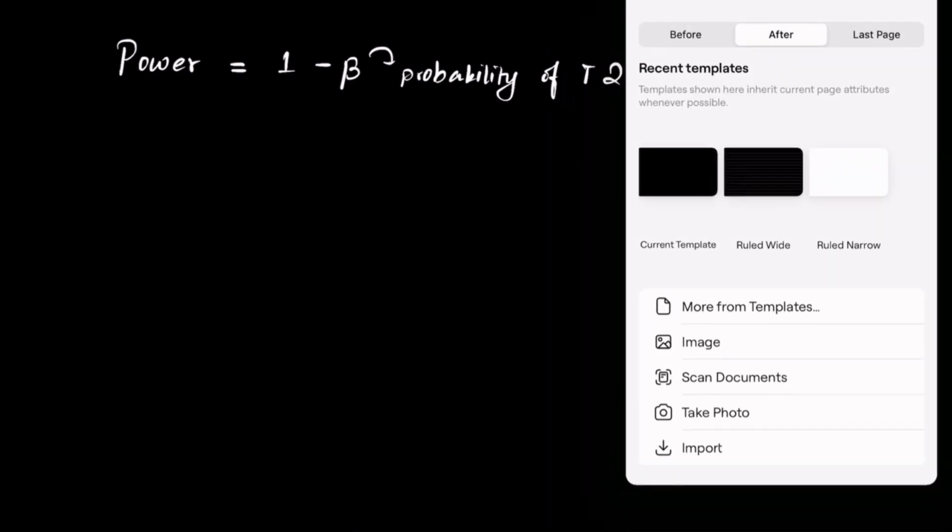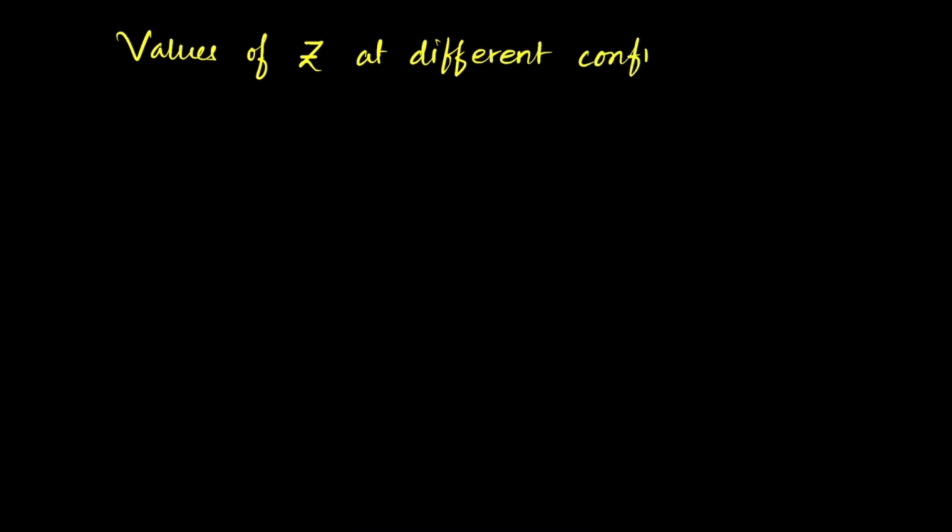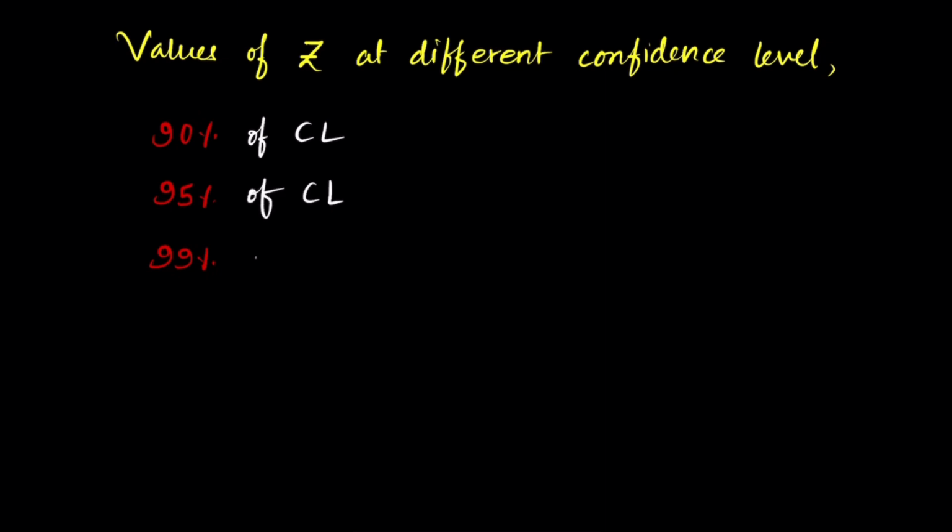Another important thing that you need to know: values of Z, or Z score, at different confidence levels. That is, when the surveyor is 90% confident, what is the Z score at that point? So there are 3 different levels of confidence for which you need to know the values of Z. First is 90% confidence level, second is 95% confidence level, and third is 99% confidence level.